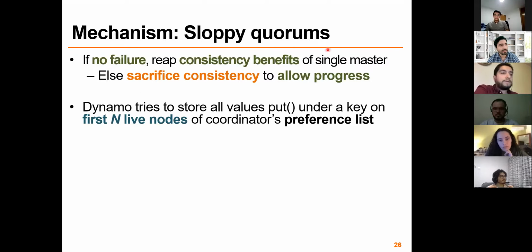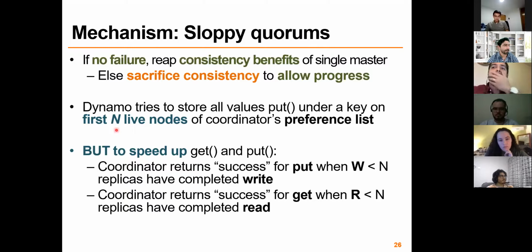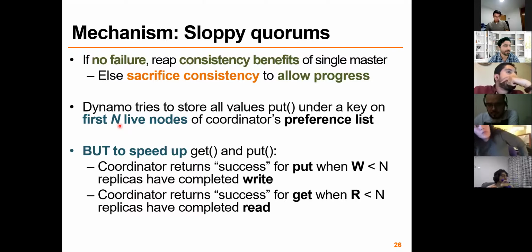So they already talk about the quorum, the sloppy quorum that Dynamo is using. What happens is you sacrifice consistency to allow progress. Dynamo tries to store all the values put under a key on the first N live nodes, the same N value they were talking about, from the preference list that they also mentioned.